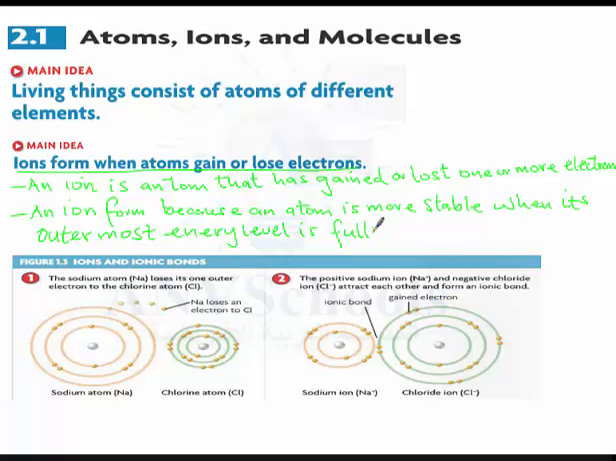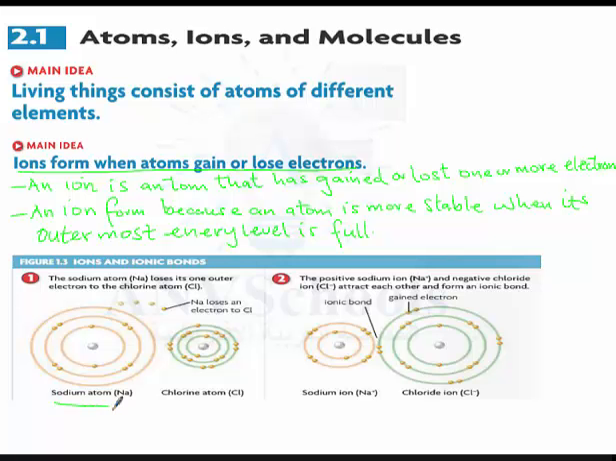So when its outermost energy level is full, then it becomes stable. Otherwise, it remains unstable, and it will either lose or gain electrons depending on the number of electrons it has in its outermost energy level. So the gain or loss of electrons results in a full outermost energy level. Let's look at the example here.